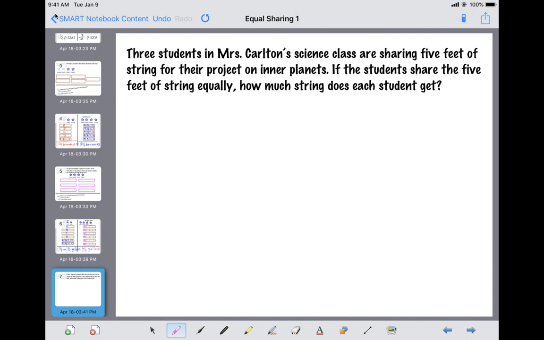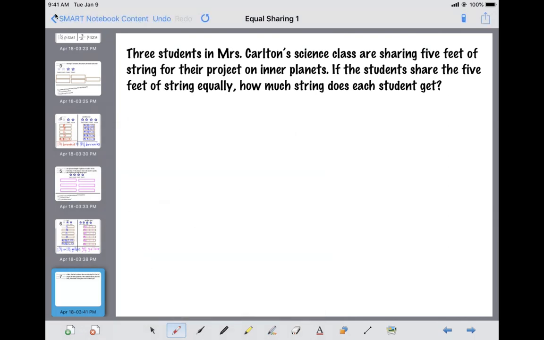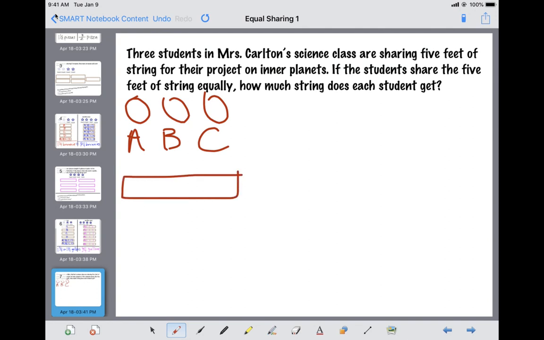Okay, so the first thing I know is that there are 3 friends, right? There's 3 students. So I'm going to represent them as circles. Just going to say A, B, and C. Okay, I also know that they're sharing 5 feet of string. So I'm going to represent 1 foot of string with a rectangle. And I have 5.